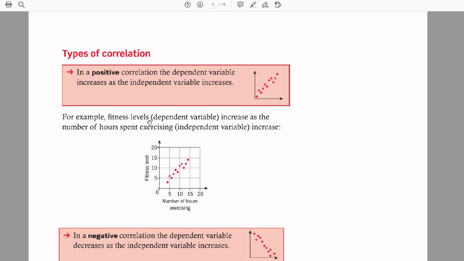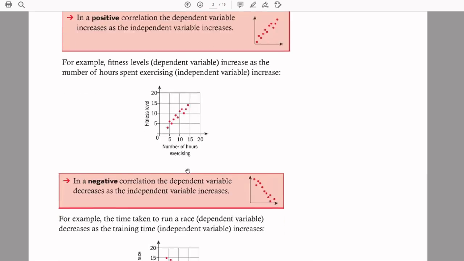So they've got an example here of fitness levels and the hours spent exercising. The hours spent exercising, you can influence that. You can change that, and then you're interested in what the fitness level is. There does seem to be a correlation here: the more you exercise, the more your fitness level goes up. And there does seem to be a linear pattern. If there's a linear pattern, it means for every extra hour you exercise, you can predict how much your fitness level will go up by, because it's always going up by the same amount.